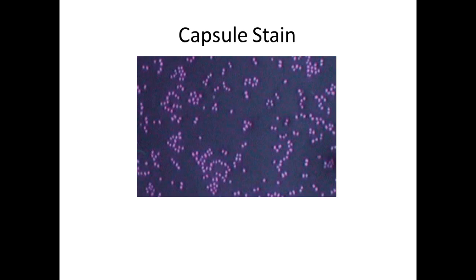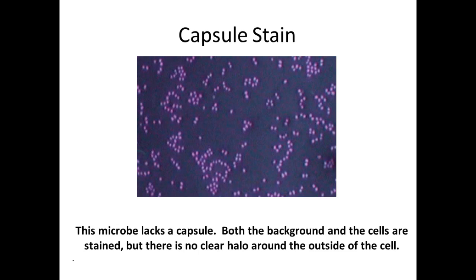One of the organisms you'll look at today, which is one of the cocci, notice here that it's purple and then the grayish background. You see no clear halo around these cells. This one does not have a capsule. I'm not going to tell you which cocci it is. You guys got to figure that out today, or see if you can. It's tough. They're tiny.